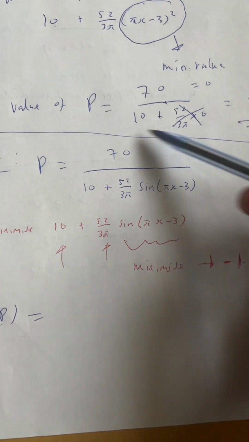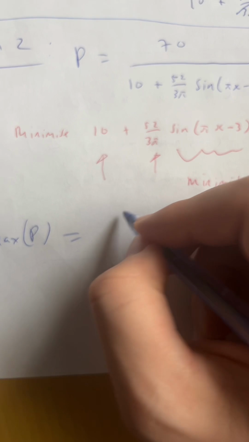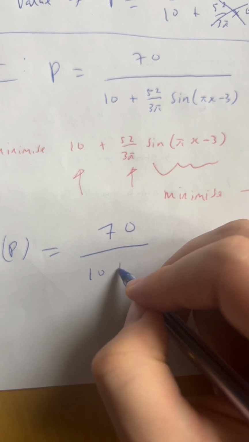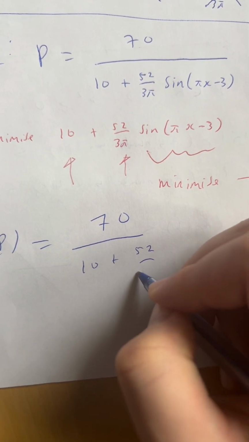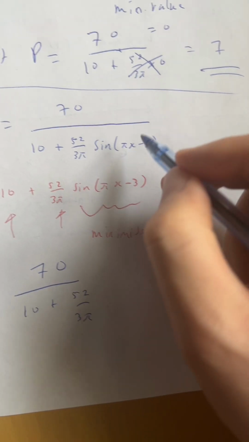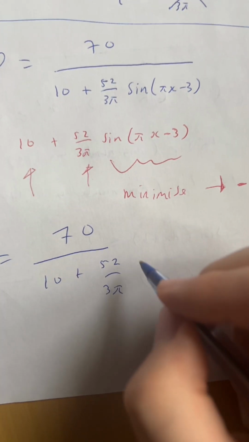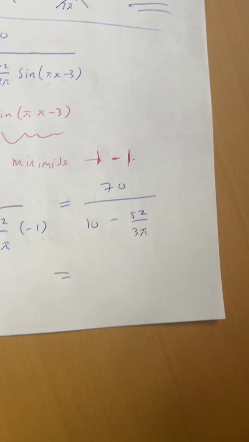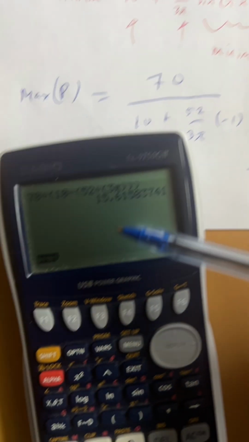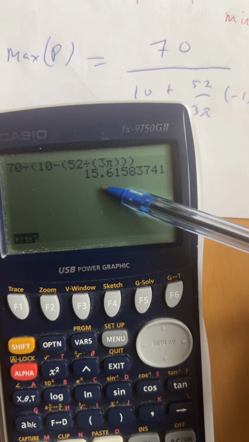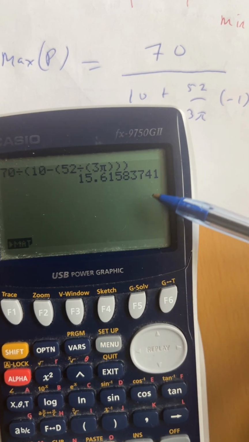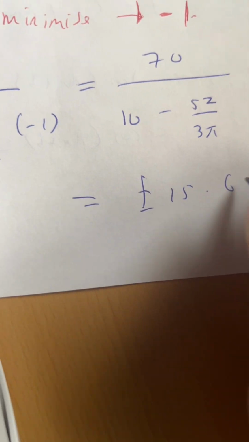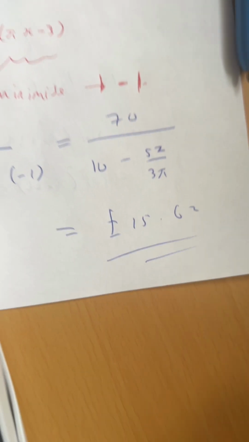And so the maximum value of this p is going to be, again, 70 over the 10, and then plus 52 over 3 pi times by the minimum value of this sine wave, which is -1. So now we get something like this. I'll just put this in the calculator. So I've gone to the calculator, plugged this in, and we get a maximum profit of about 15.62. Because we're using pounds, I'll just use 15.62 to 2 decimal places. So that is our maximum profit.